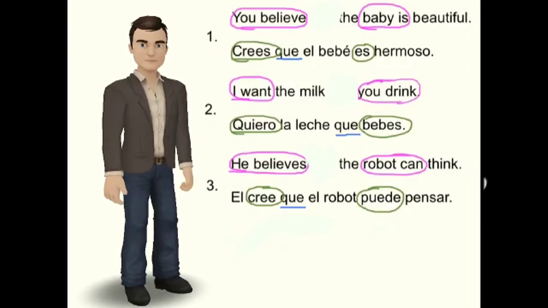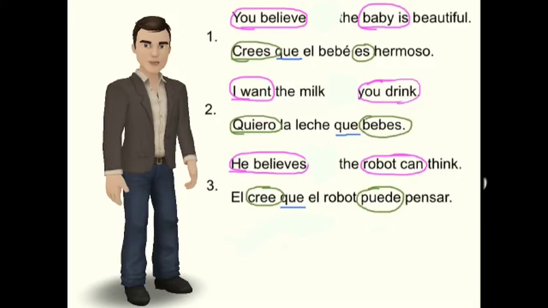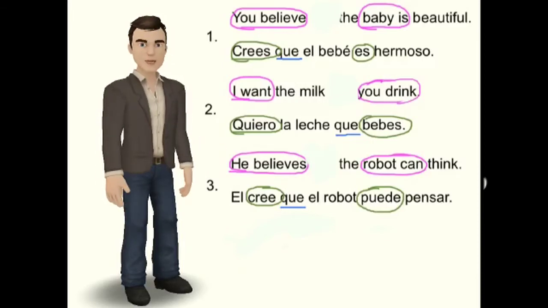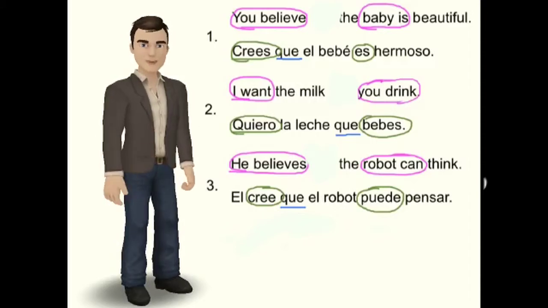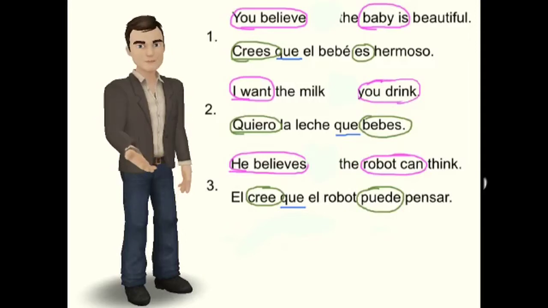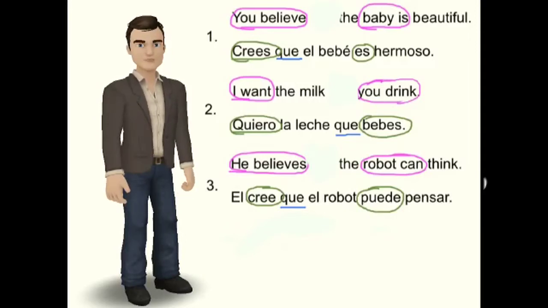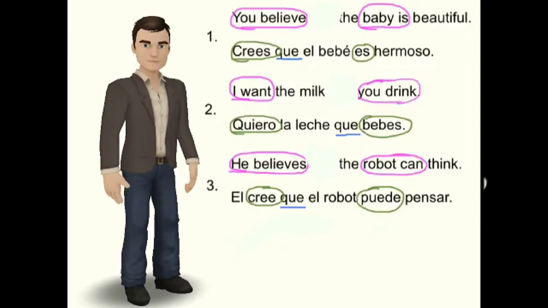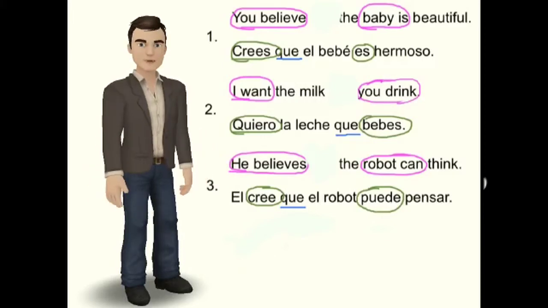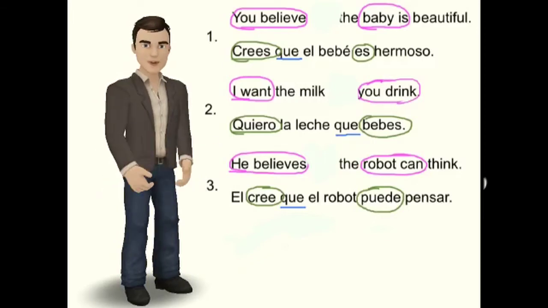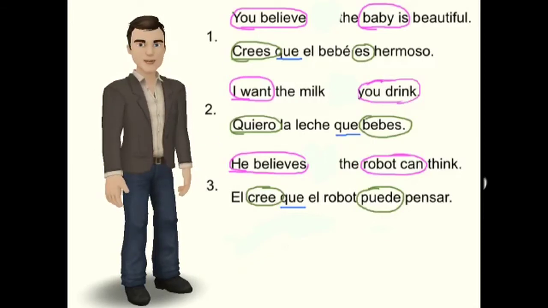While you can take these words, called relative pronouns, out of the English sentences and it still makes sense, you can never remove the word que from these Spanish sentences. The word que must be there, otherwise the sentences make no sense. You have to say, crees que el bebé es hermoso, quiero la leche que bebes, and él cree que el robot puede pensar.